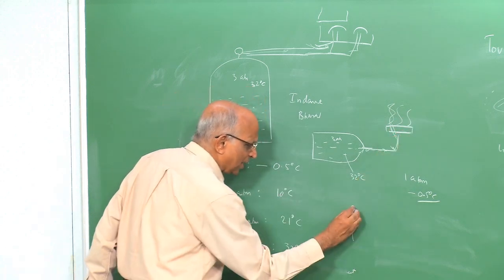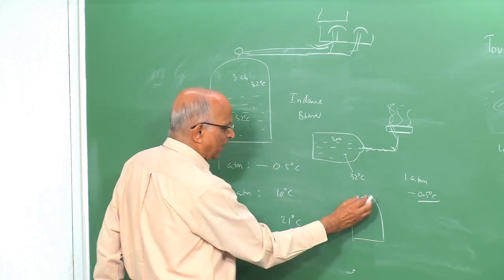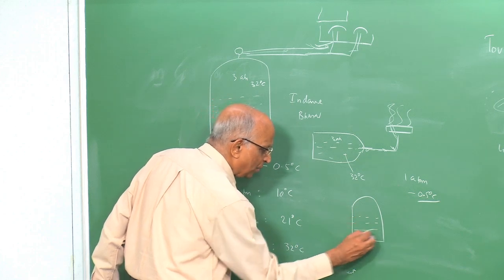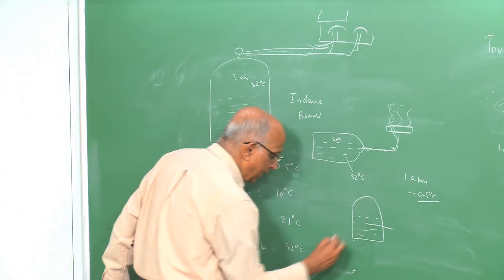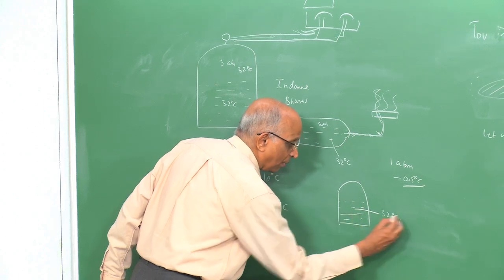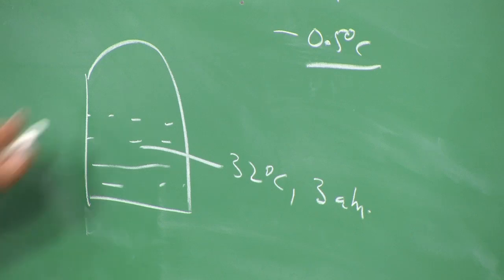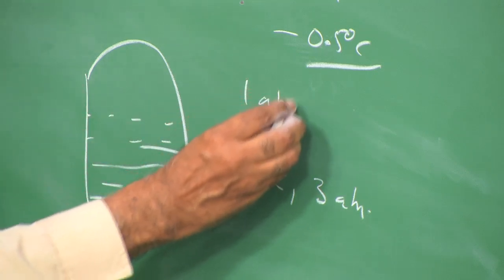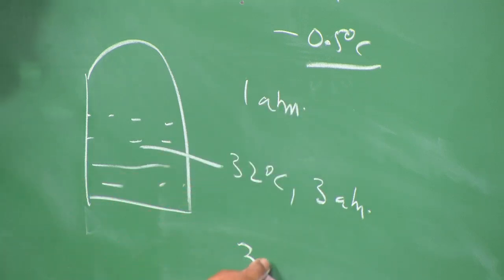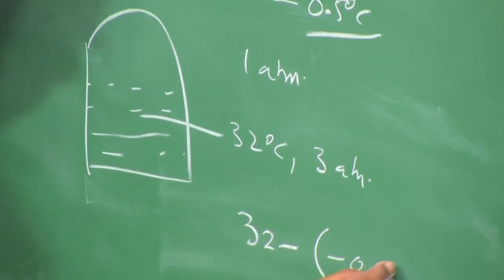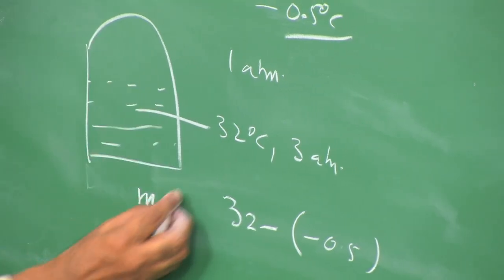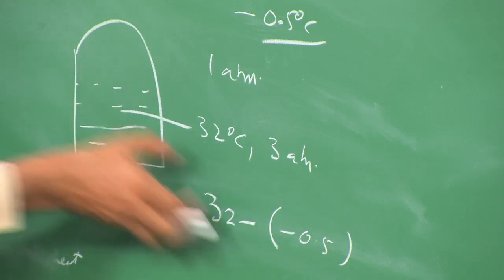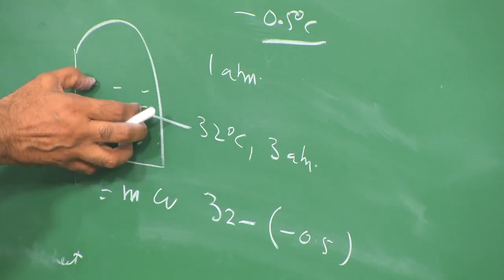In fact, let's say this cylinder explodes, by some mechanism, by heating or otherwise. Then what is going to happen? I have the butane liquid at a temperature of 32 degrees centigrade and a pressure of, let us say, 3 atmospheres. And when the cylinder bursts, the liquid is going to see a pressure of 1 atmosphere. And now I have excess energy corresponding to 32 minus (-0.5) times the entire mass times the specific heat. I have so much excess energy available because it has to reach the equilibrium value, and this energy is what causes a spurt in the volume and it leads to an explosion.